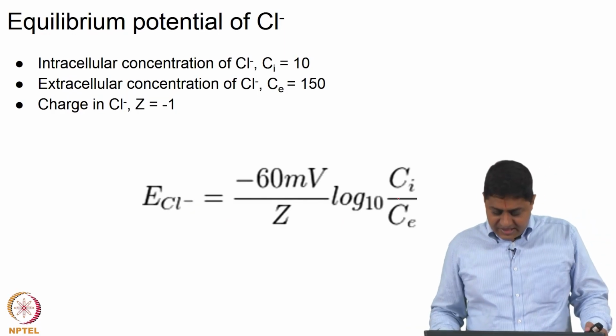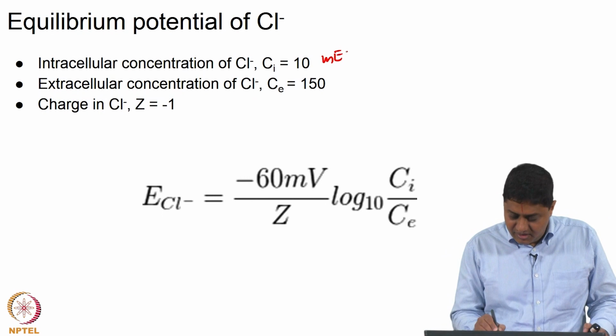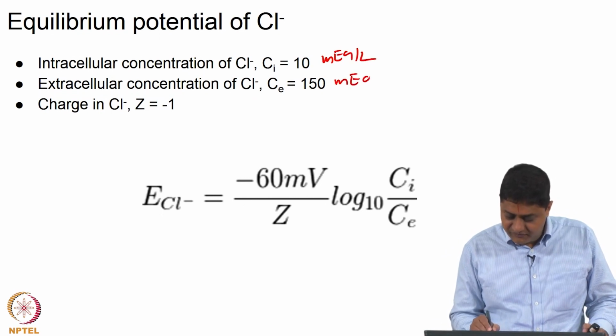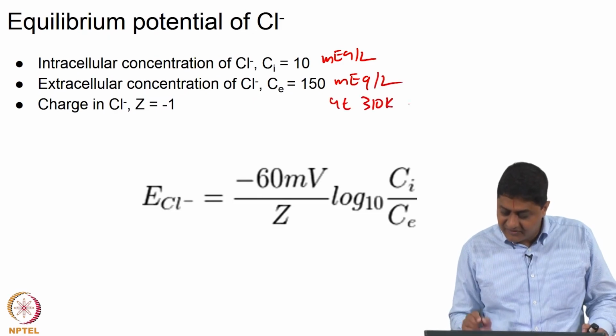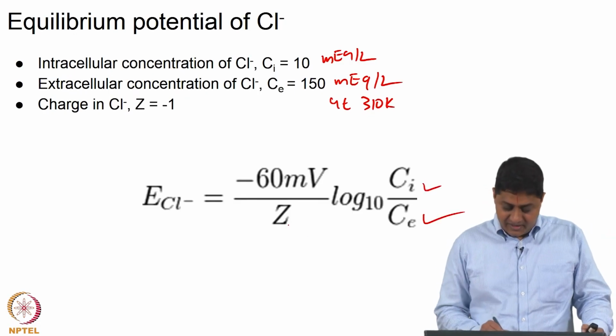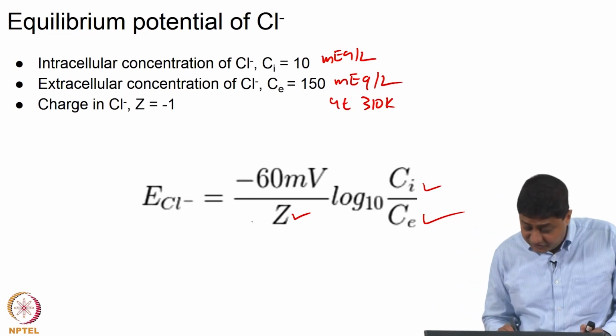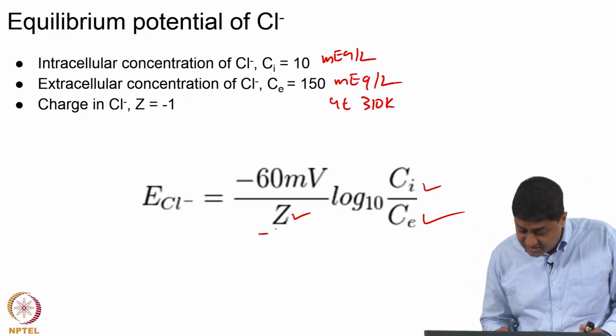Similarly for chloride, once again I know the inside concentration is about 10 milliequivalent per liter, the external concentration is about 150 milliequivalent per liter, and the problem is to be solved at 310 Kelvin, say for example. Then I could substitute for Ca and Ce and Z. Note Z has a sign. So here I will have to substitute for Z as minus 1.